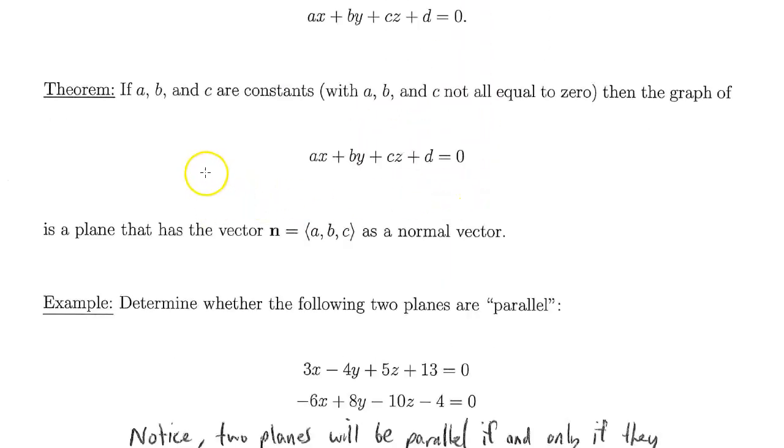Okay, so here's a theorem. If a, b, and c are constants, with a, b, and c not all equal to 0, so at least one of them is non-zero, because otherwise, if the a, b, and c were all 0, you would just get d equals 0, and that doesn't even really make sense. Okay, if a, b, and c are constants, then the graph of ax plus by plus cz plus d equals 0 is a plane. Okay, it has the vector n equals (a, b, c) as a normal vector. Okay, so anything of this form, like 7x plus 3y plus 9z plus 53 equals 0, that would be a plane. Okay, the graph of that would be a plane. All the ordered triples, x, y, z, that make that true would end up lying along the same plane.